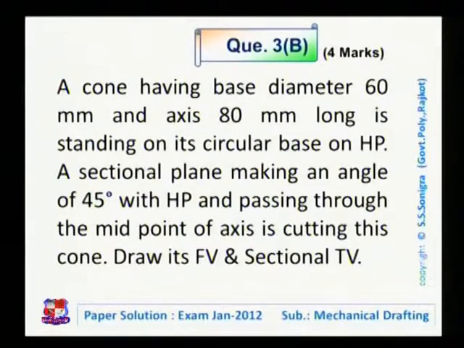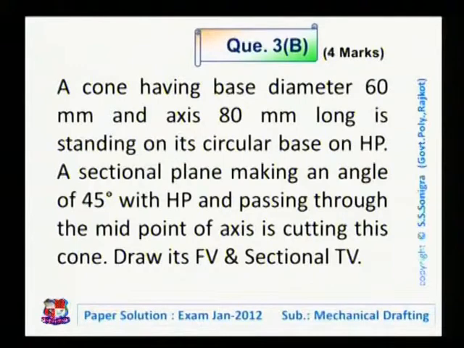Here a cone is given, diameter and height are given to us. It is resting on its circular base on horizontal plane. Hence, as the first line indicates, its top view would be a circle of diameter 60 mm and its front view will be a triangle with height equal to 80 mm and width equal to 60 mm. So these three lines could be drawn just by drawing a triangle and a circle.